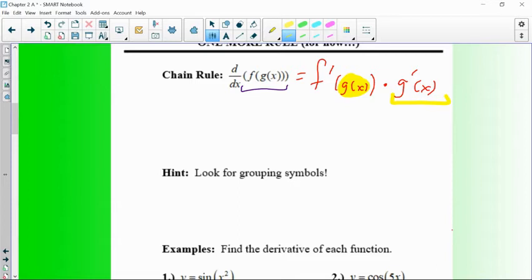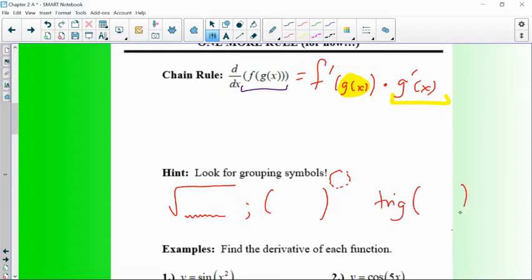Okay, and some helpful hints are to look for grouping symbols. Look for things that are inside a square root, because you could do the square root of something. Look for something in parentheses, because you could raise that to a power. Look for trig, because it's like sine or cosine of something. So look for those grouping symbols, because often within that group there's another function, and they each have to have a derivative.